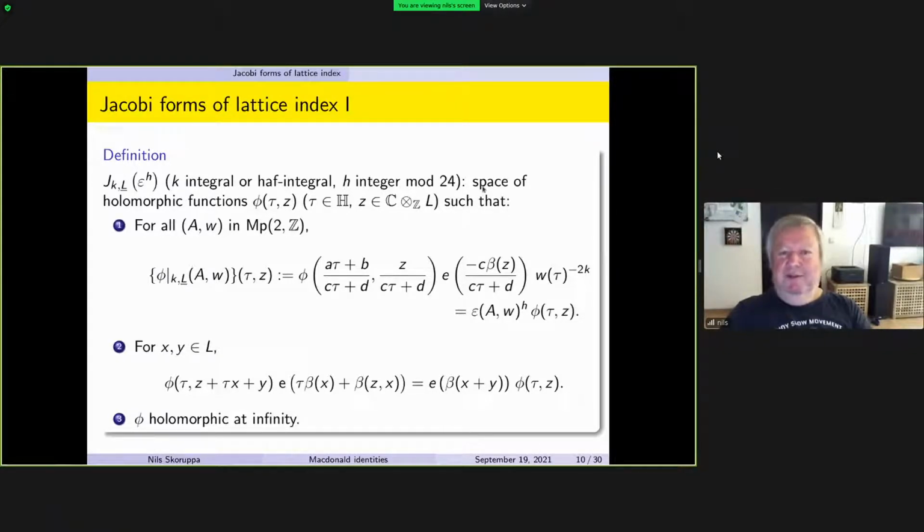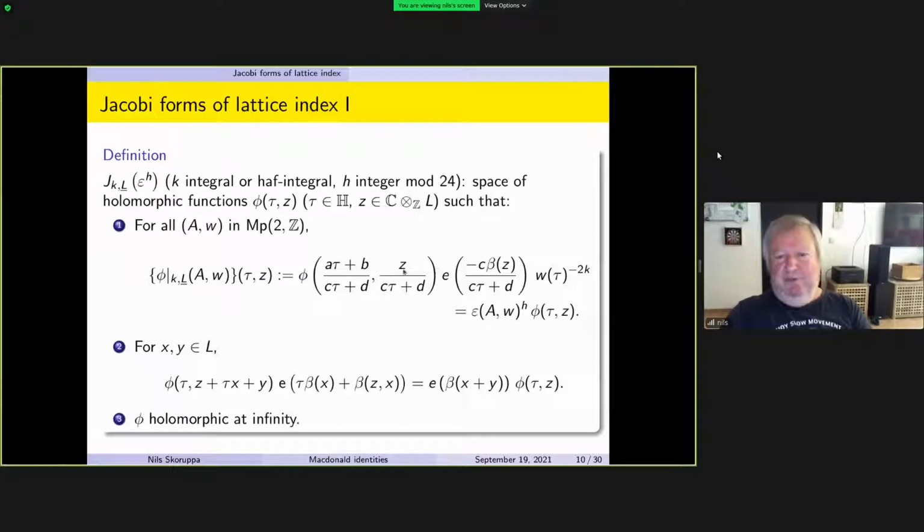Okay, so what is it? It's a space of holomorphic functions in two variables. One is in the upper half plane, as we know for Jacobi forms, and the other one is in L tensor C. If L has rank n, that's an n-dimensional C vector space, isomorphic to C to the n if you like, and z runs in this C to the n. And we look at these functions, and then we have the usual transformation laws for Jacobi forms. I put it here, but we don't really have to read it very carefully now.